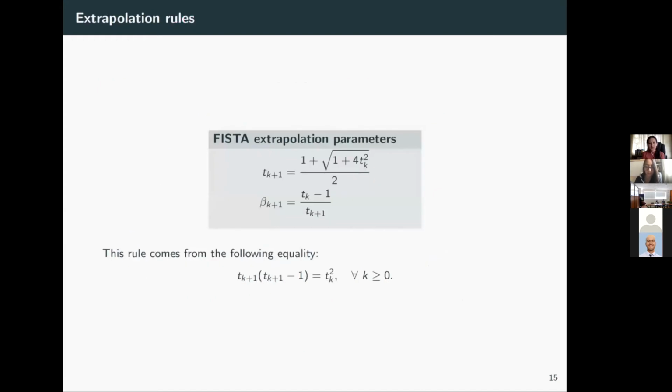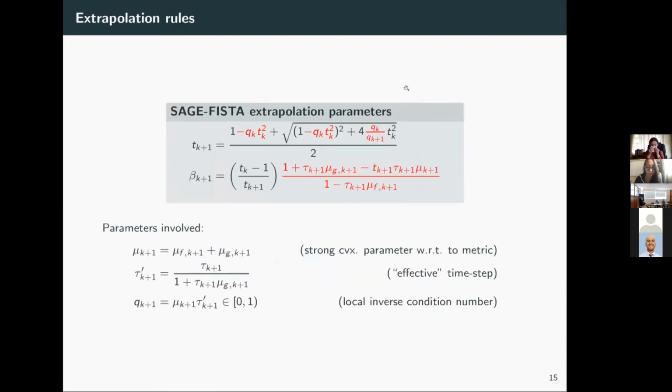Okay, so just let me show how the extrapolation rule changes. They are very sophisticated, but don't worry, I'll explain in a second that they are not so bad. So this is the FISTA type rule that I mentioned before. And this is how the SAGE-FISTA extrapolation rule becomes after having all these. It depends on many parameters, which are either automatically estimated along the algorithm, for instance the step size, and these strong convexity parameters, which with respect to the non-Euclidean matrix are also adjusted automatically. So although it looks very parametric, there are not so many parameters that you have to tune.